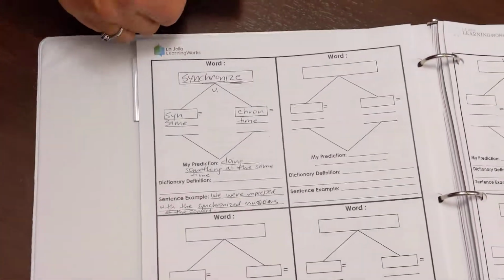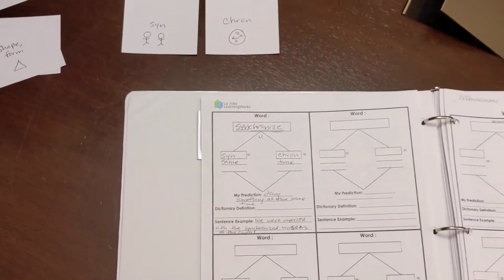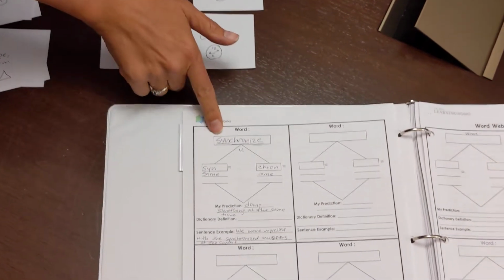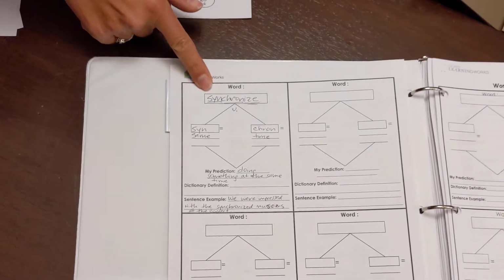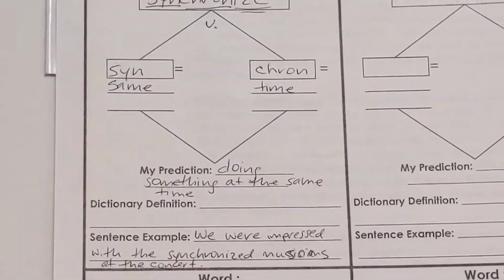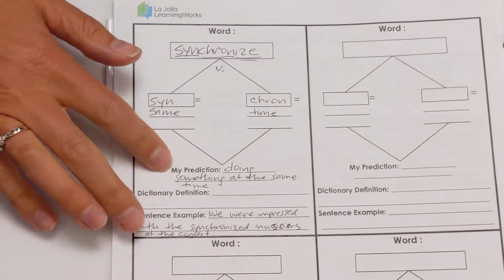So for example, if we did the word synchronize, so here we have our cron is time, sin is same. You don't necessarily have to have these out at this point. You want the student to know these by heart because they're not going to have these cards in the test with them. So they're going to look at the word synchronize and they're going to recognize these roots. Sin, and you're filling in the meaning same. Cron, filling in the meaning time, and then having them do a prediction.